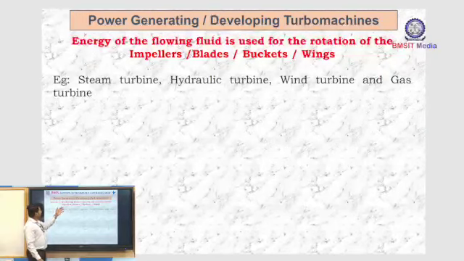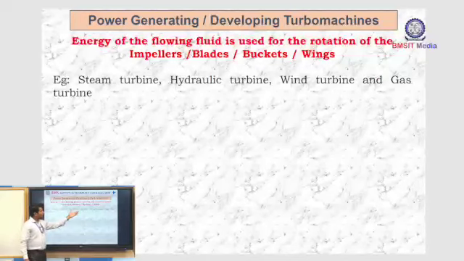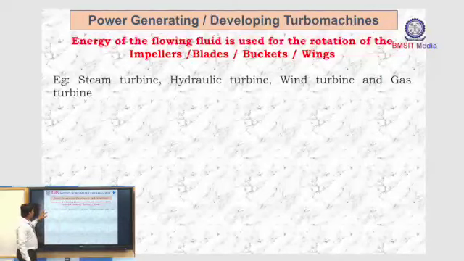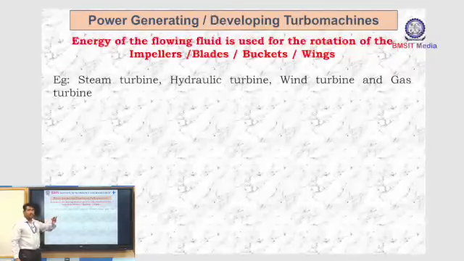The examples for power generating turbo machines are steam turbine, hydraulic turbine, wind turbine and the gas turbine. Or you can say windmill and a gas turbine. Where in all these applications or examples, whatever I showed, there will be a rotating element and there will be a fluid which is interacting.